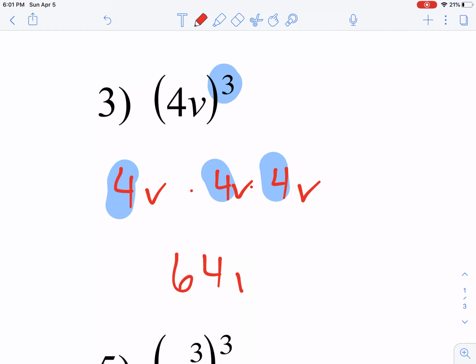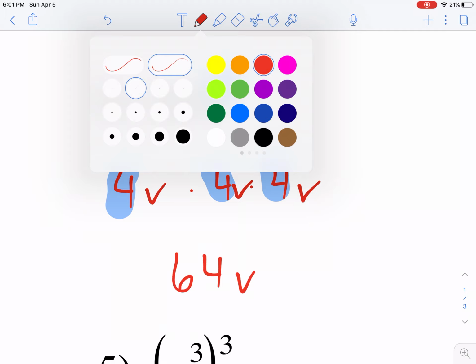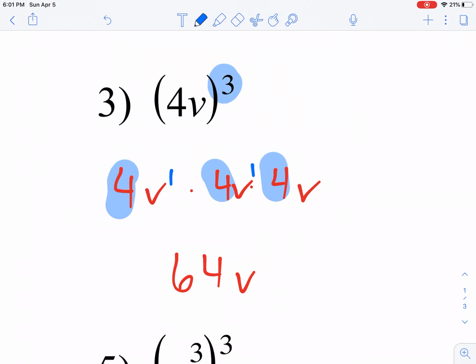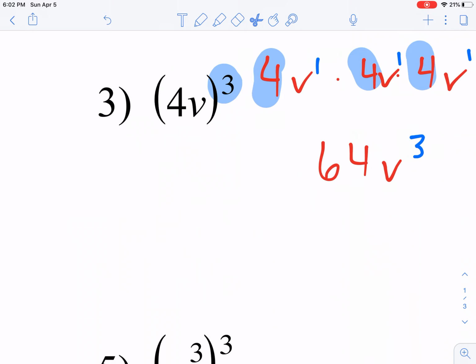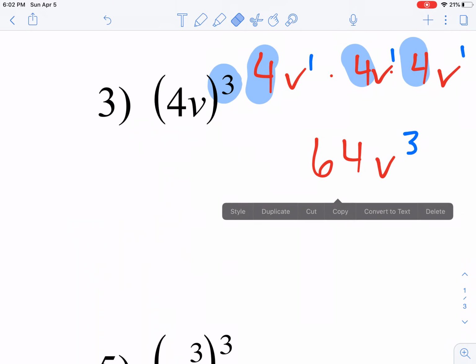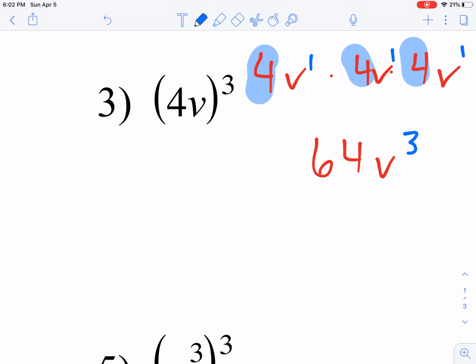And then with the variable, we'll keep the letter v. We have to remember that even though it's not written there, each one of these v's has an exponent of 1. And so then we can go 64v, and then 1 plus 1 plus 1 is to the third. So we've got 64v to the third. Well, if we take that a second and we've broken that down, that's what it means when we break it apart. We could actually do our problem like this.